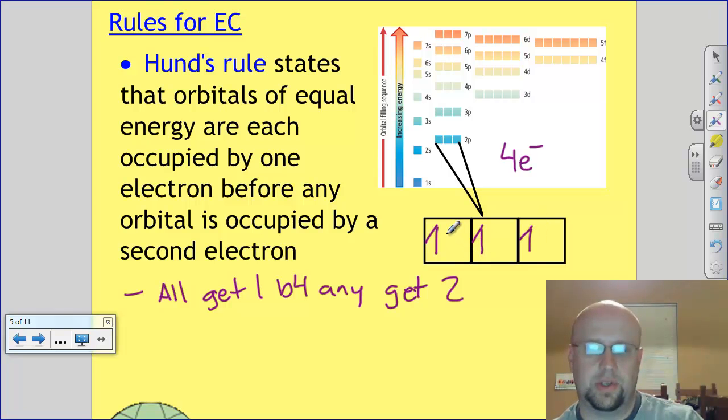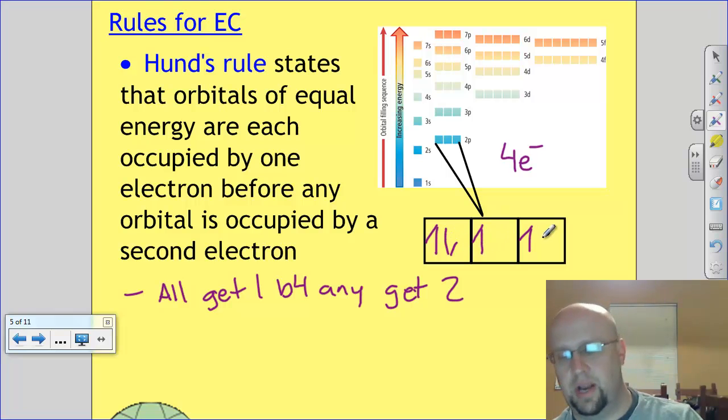Okay, and students always ask the question of, do you have to write the up arrows first? And the answer there is yes. You should always put the up arrows first and then go back and put in the down arrow. So now I have 4 electrons, but every box has at least 1. I don't have any empty boxes. That's sort of the big deal here, okay?